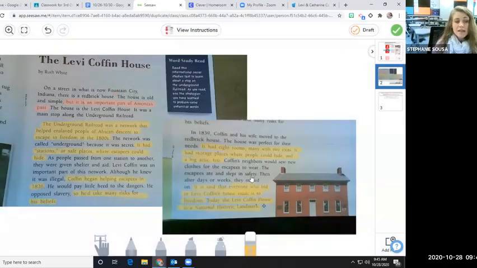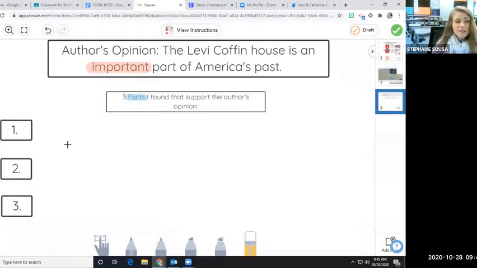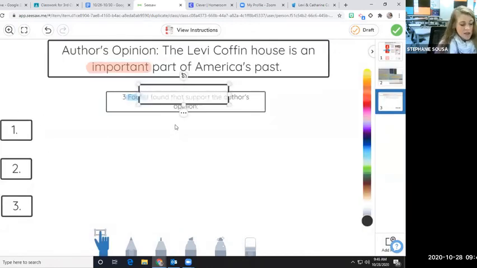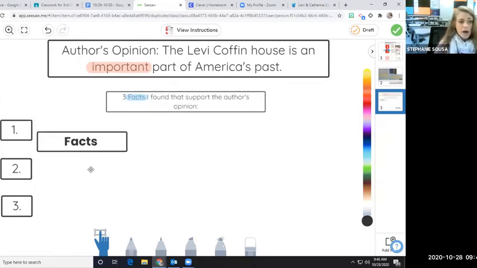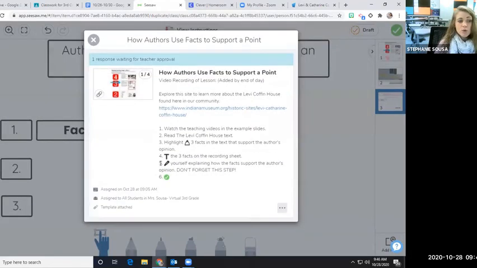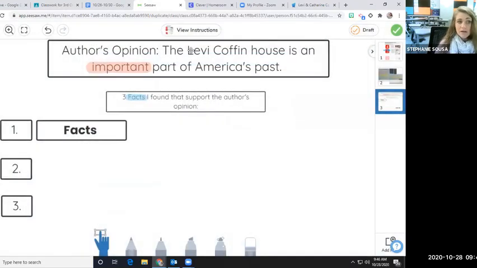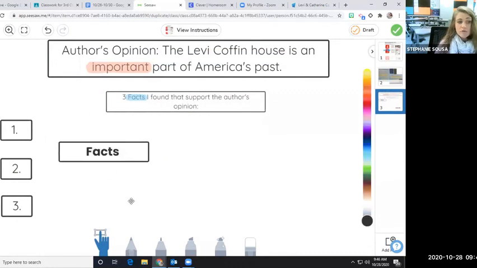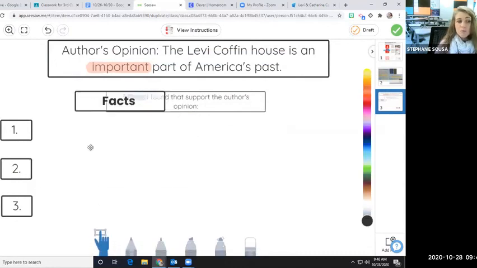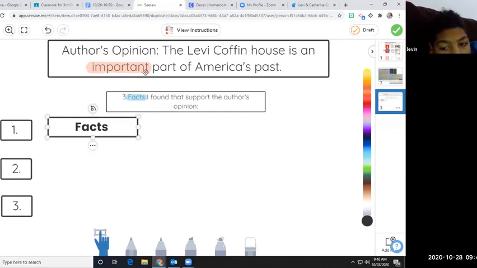So you're going to take this information, and on slide 3, you're going to type the facts by 1, 2, and 3. Then you are going to record yourself explaining how the facts support this opinion. The Levi Coffin House is an important part of America's past. How do the facts that you chose prove that it is important?